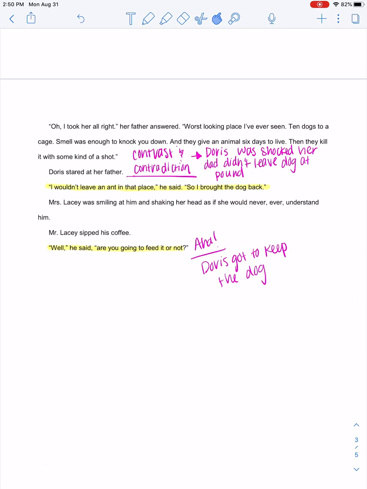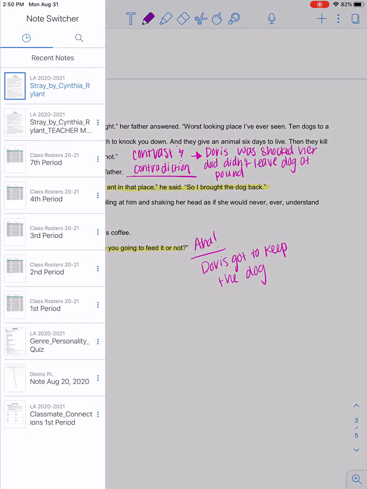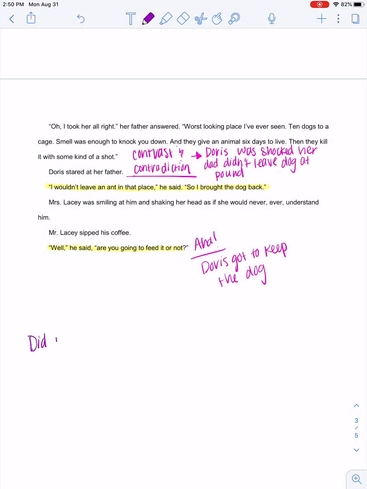And the only one we did not use, and I'm just going to write this down here, just for our knowledge, is a memory moment. Oops, I spelled memory wrong. The only reason I'm writing this is to tell you that we didn't use a memory moment because Doris did not have a flashback. She never went back in time to talk about something that happened in her past. And that might happen. We might read a story and only use 2 or 3 strategies, not all 6, and that's completely fine.